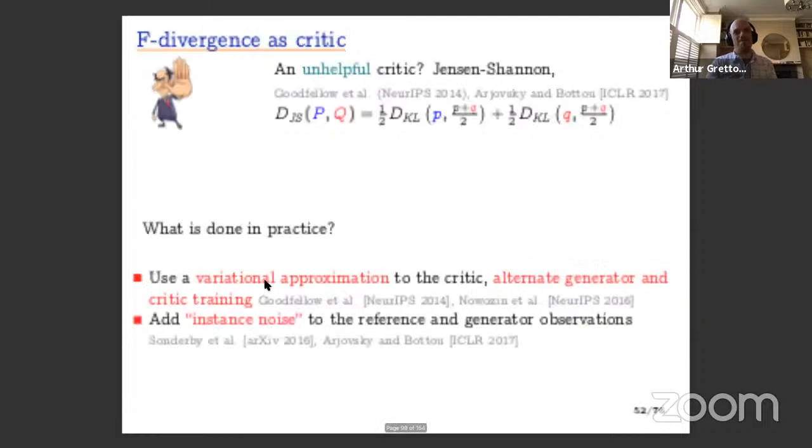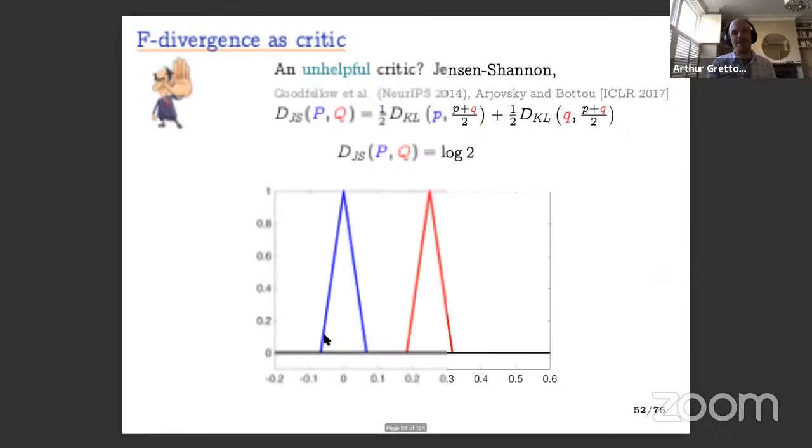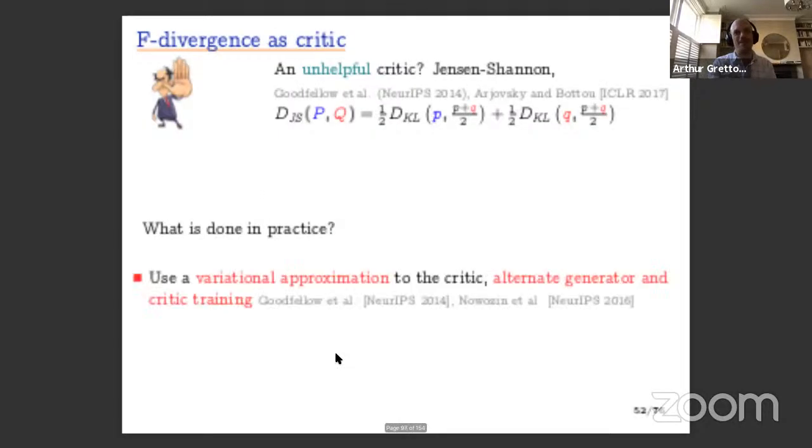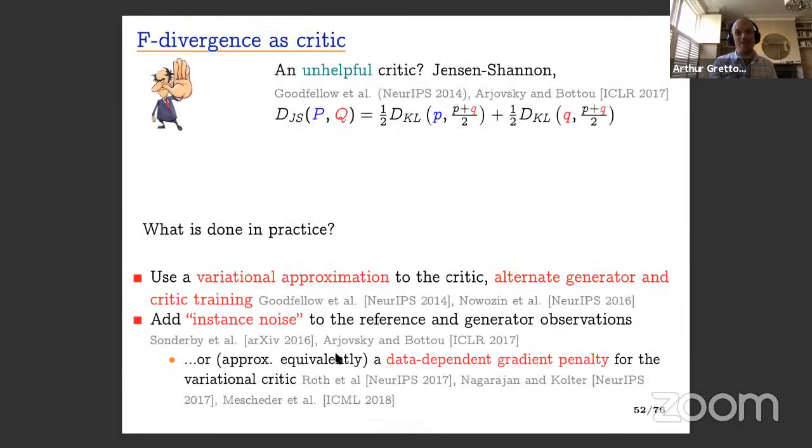Okay. And one other thing that you might do is to add something called instance noise. So if I take my red and I blur it by adding noise, then it will have some overlap. And so my Jensen-Shannon will be more helpful. Okay. And this instance noise is equivalent, approximately, to a data-dependent gradient penalty on the variational approximation.